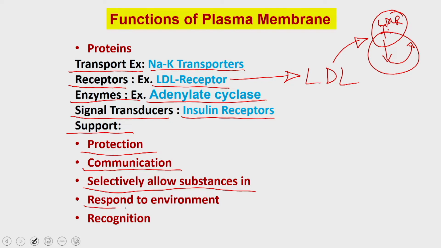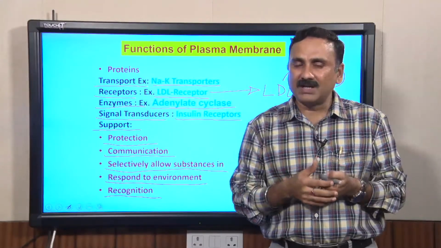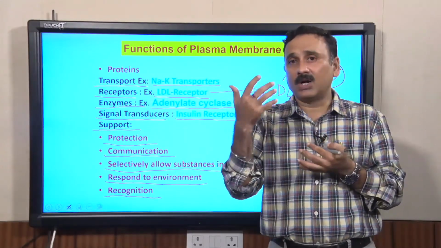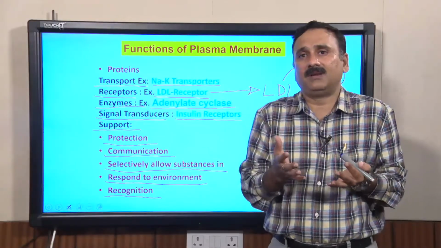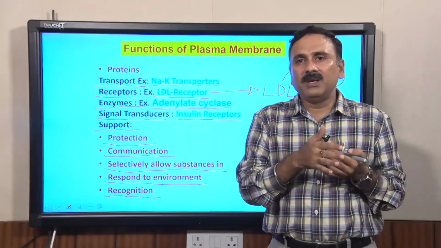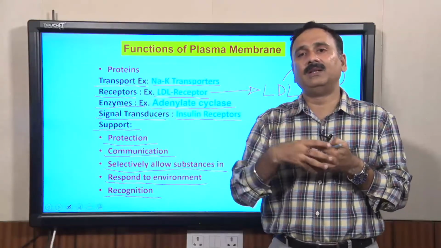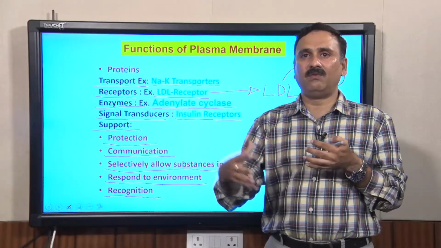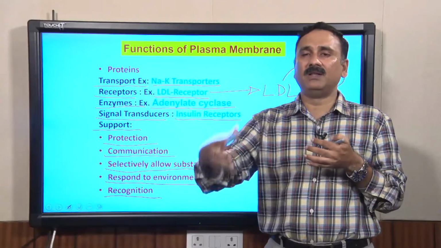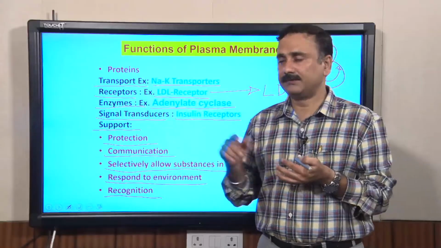Then it responds to the environment, and it also works as a recognition particle, which means the plasma membrane contains some receptors or factors which are recognized by the cell. One classical example is MHC class 2 or MHC class 1, which is recognized by the immune system to say whether a particular cell is of the same person, which means whether the cell is of self origin or external origin.